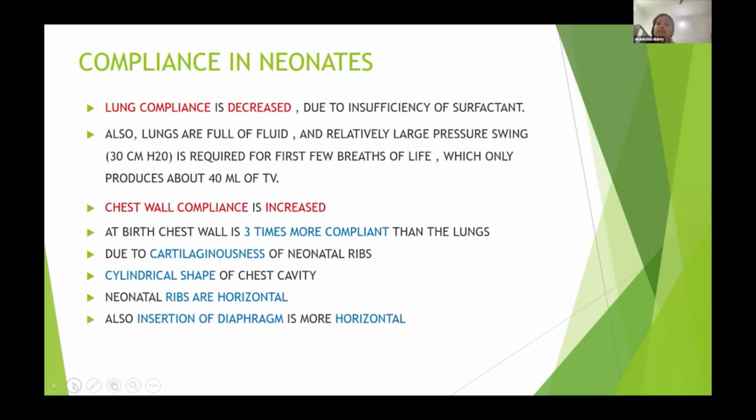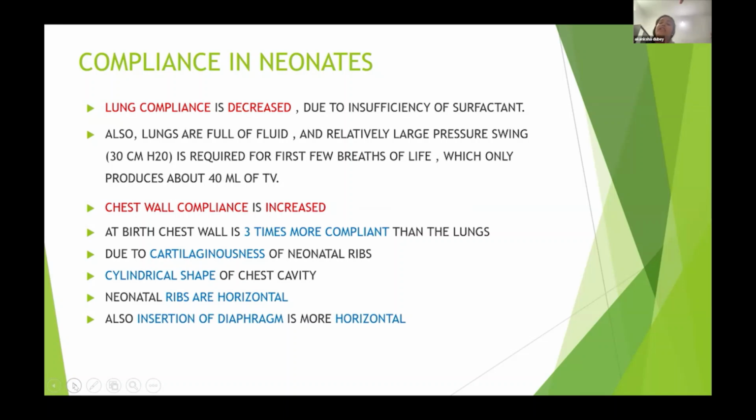So how is compliance different in neonates? In neonates, the lung compliance is decreased. On the other hand, chest wall compliance is increased. So why is this so? Because lung compliance is decreased due to insufficiency of surfactant, whereas chest wall compliance is increased. Basically, it is 3 times more compliant than the lungs because of the cartilaginousness of the neonatal ribs.